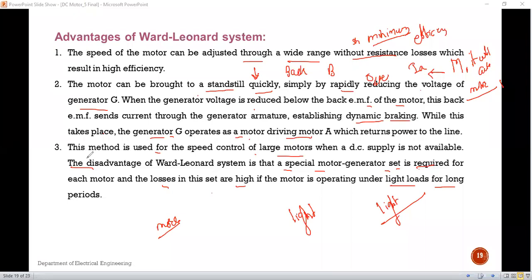I will give one example. In a sugar factory, suppose the Ward-Leonard system is not used, but a VFD drive is used for speed control, that is variable frequency drive. So in the sugar factory, there is a DC motor, and a tray is attached on the shaft of that motor. Suppose this motor is running at 1500 revolutions per minute.